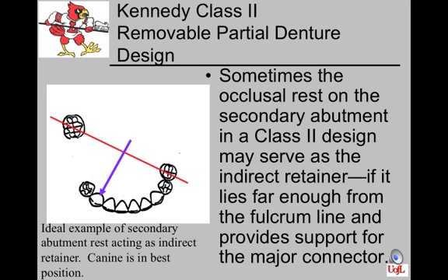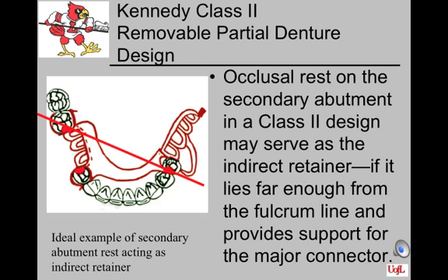Sometimes the occlusal rest on the secondary abutment in a Class II design may serve as the indirect retainer, if it is far enough from the fulcrum line and provides support for the major connector. Our desired point on the canine is so close to the secondary abutment for the tooth-supported side that it is not necessary to put an additional rest on the canine. This is an example of the occlusal rest on the secondary abutment being able to act as an indirect retainer because it lies far enough from the fulcrum line and provides good support for the major connector.